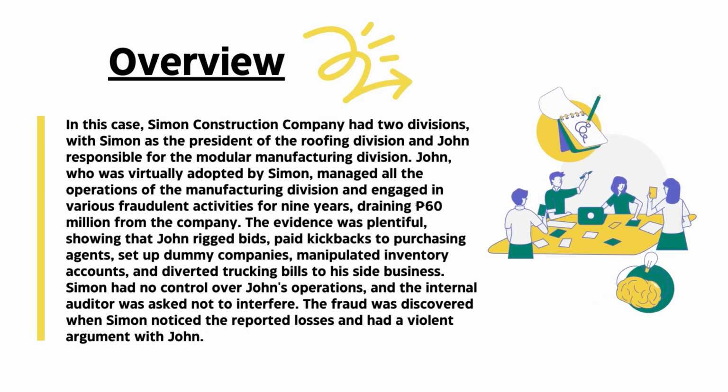The evidence was plentiful, showing that John rigged bids, paid kickbacks to purchasing agents, set up dummy companies, manipulated inventory accounts, and diverted trucking bills to his side business. Simon had no control over John's operations, and the internal auditor was asked not to interfere. The fraud was discovered when Simon noticed the reported losses and had a violent argument with John.